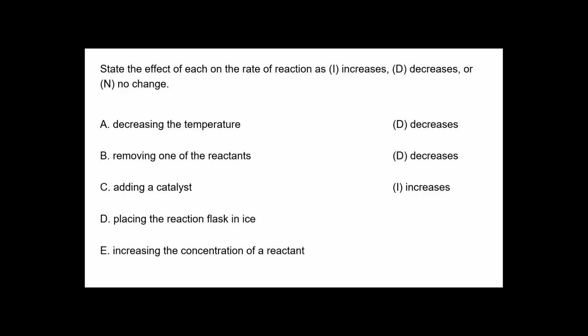Adding a catalyst will increase, because that's the usher taking you to your seat and saving you time from being lost. Placing the reaction flask in ice is the same as decreasing the temperature. And increasing the concentration of a reactant, of course, is the opposite of B. You want it more concentrated, which means more chance of collisions, and more chance of collisions with the correct energy and the correct orientation.